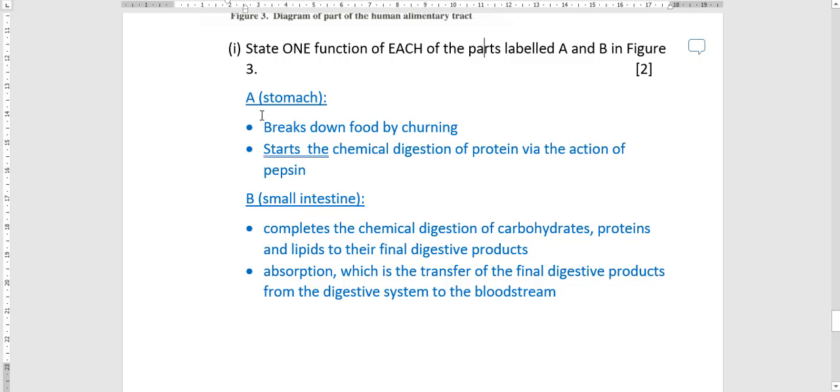So it breaks down food by churning, and it starts the chemical digestion of protein via the action of pepsin. Breaking food down by churning would be physical digestion, where you are breaking the food up into smaller parts physically. And then you have chemical digestion, where you bring various enzymes into the picture. Those enzymes break the food chemicals down chemically, so they actually change a large protein into small amino acids.